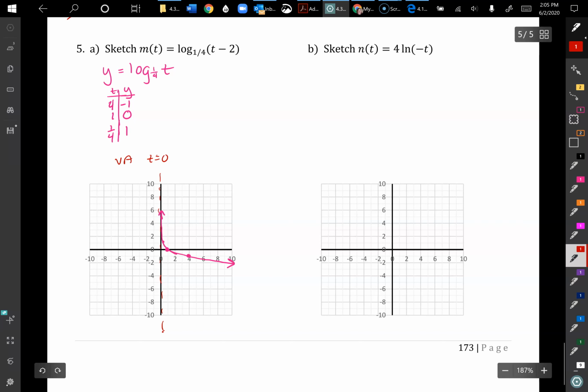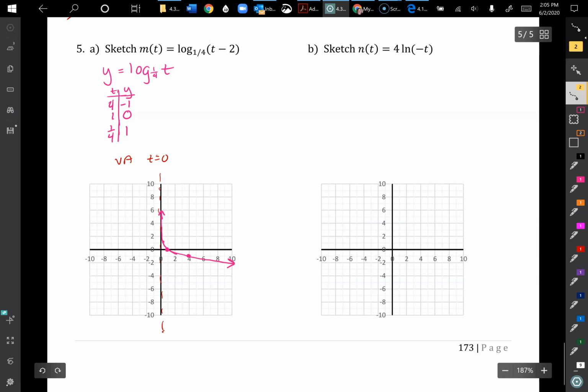Okay. Or x, whatever you want to call it, but yeah, we're in t and m of t. So I use the key points: 1 over 1/4, that's -1, that's right here, for (4, -1), (1, 0), and then (1/4, 1). So I plotted that right here. Okay, following along my asymptote.